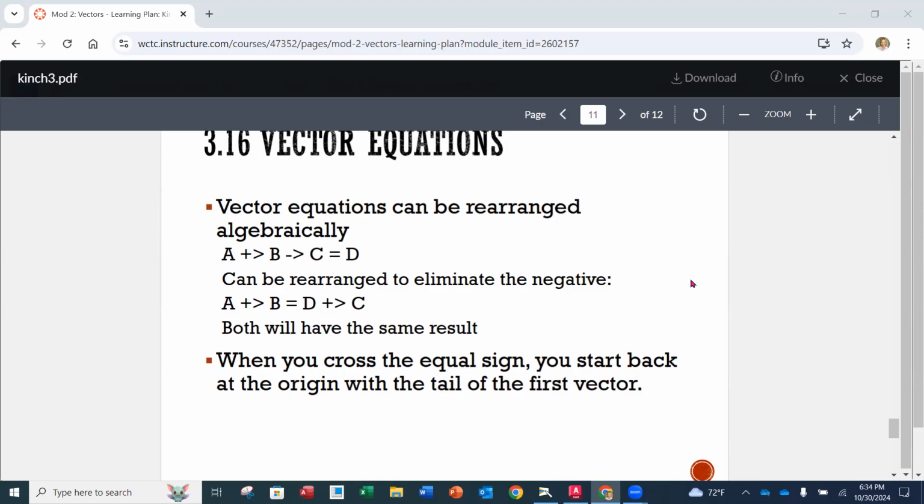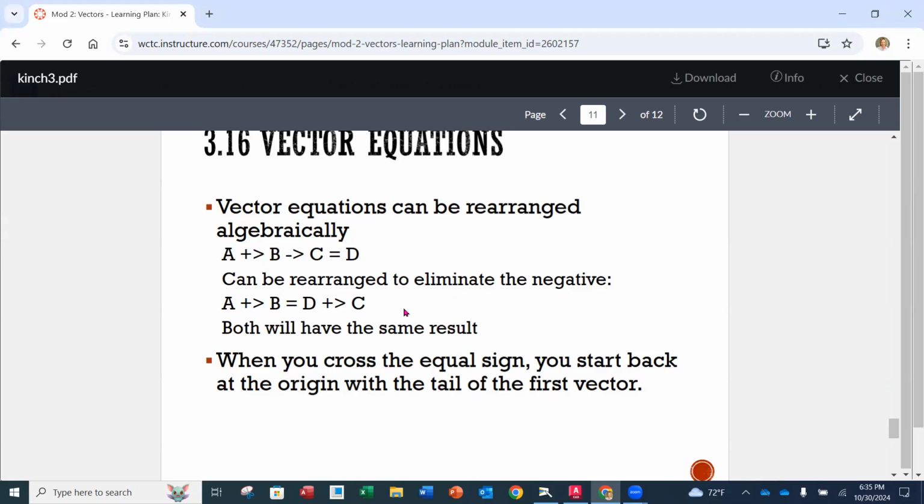So, for instance, if we have the equation A plus vectorially B minus vectorially C, so that's our only minus here, is equal to D. What we usually try to do with vector equations is eliminate the negatives if we can, meaning we want to move them to the other side of the equation. Just like algebraic equations, when we move something from one side to the other, if it's added on one side, we would subtract it on the other. If it's subtracted on one side, we would add it to the other side.